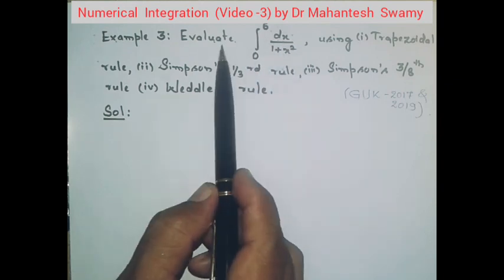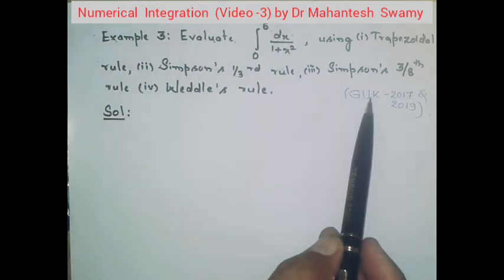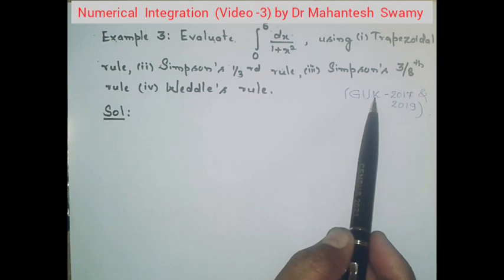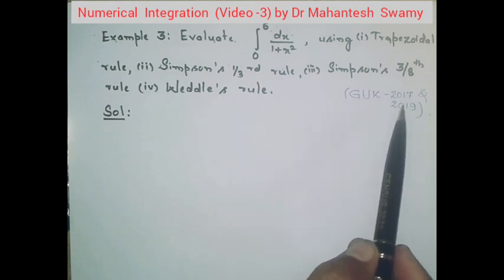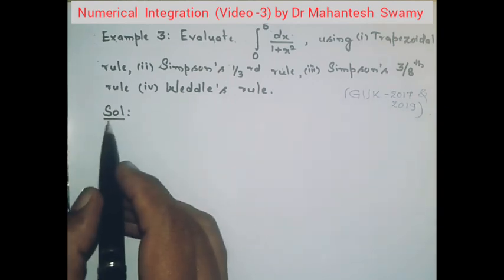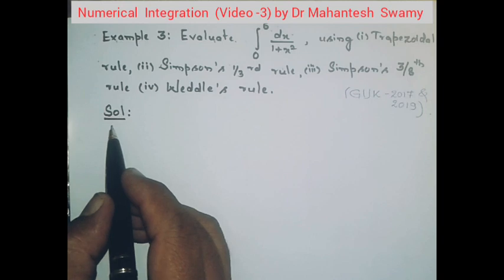This is an important question and this has been asked in the BSc final year examination of Gulbarga University, Kalburgi in the year 2017 and also in the year 2019 for 6 marks. So let us solve this example.